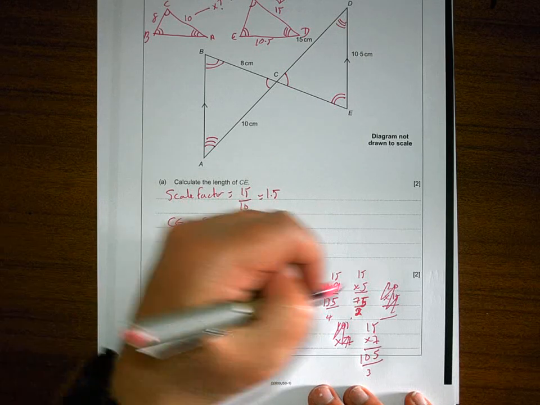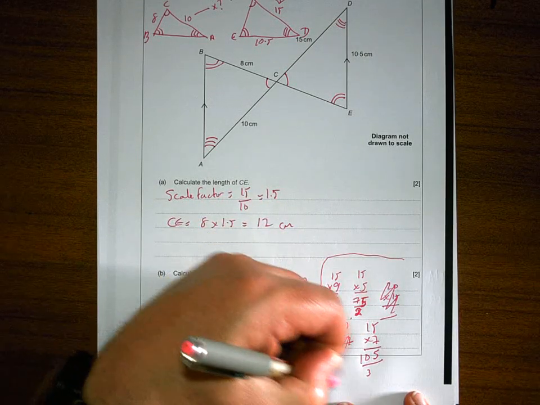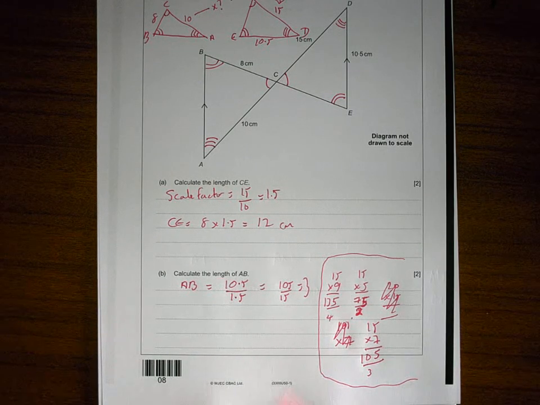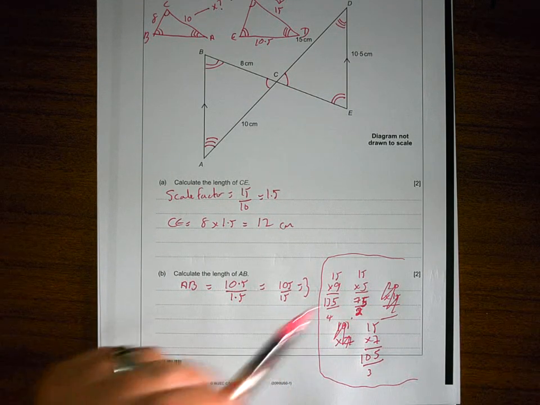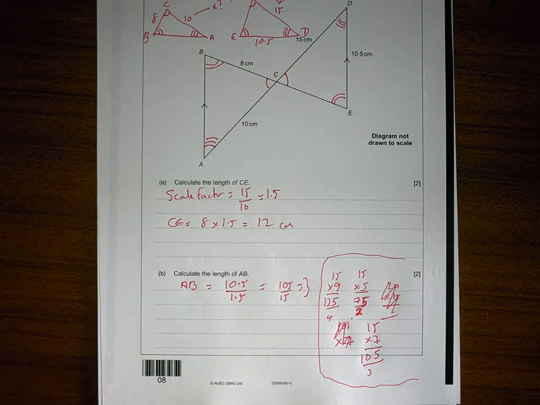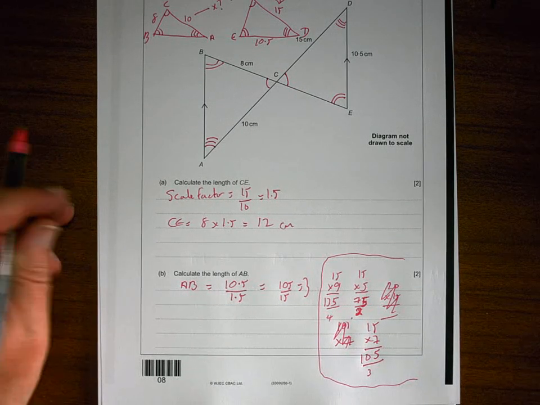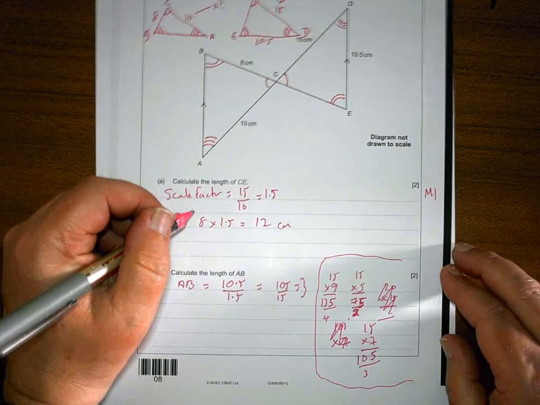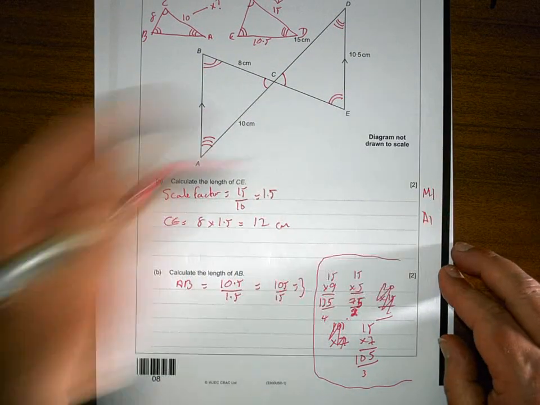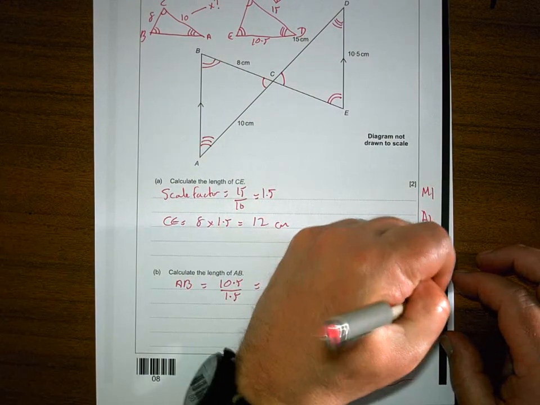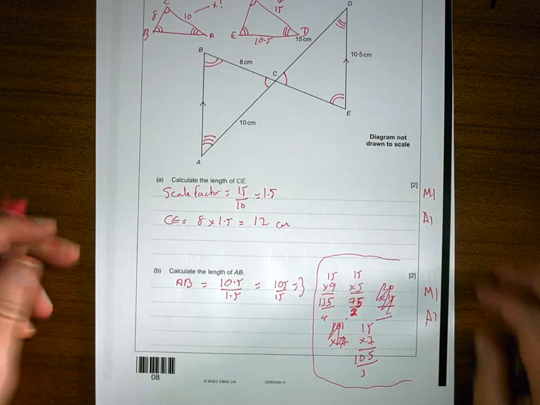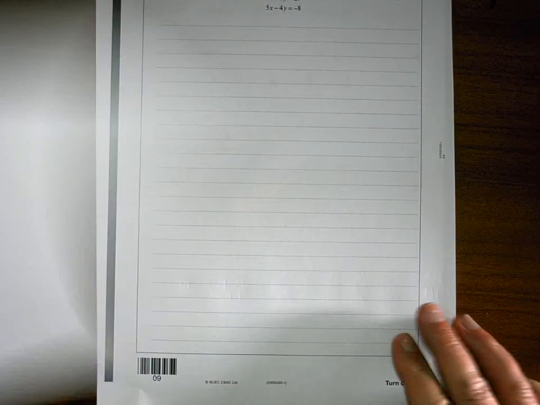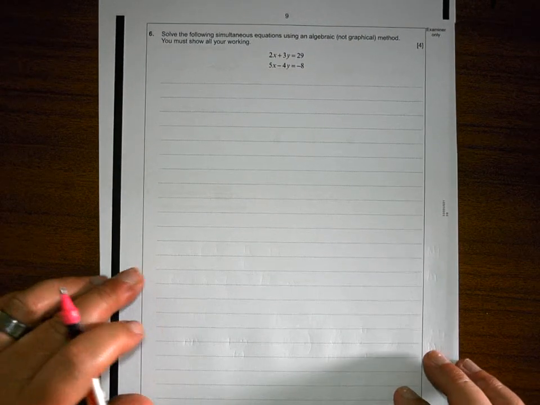So if you can't divide and you don't know your times table, you just pick a value, work it out. Do I need to be bigger? Do I need to be smaller? So that is that. So you've got M1 for finding the scale factor and an answer for 12, and then M1, A1, same, dividing to shrink it, and your answer mark. Question 6, simultaneous equations.